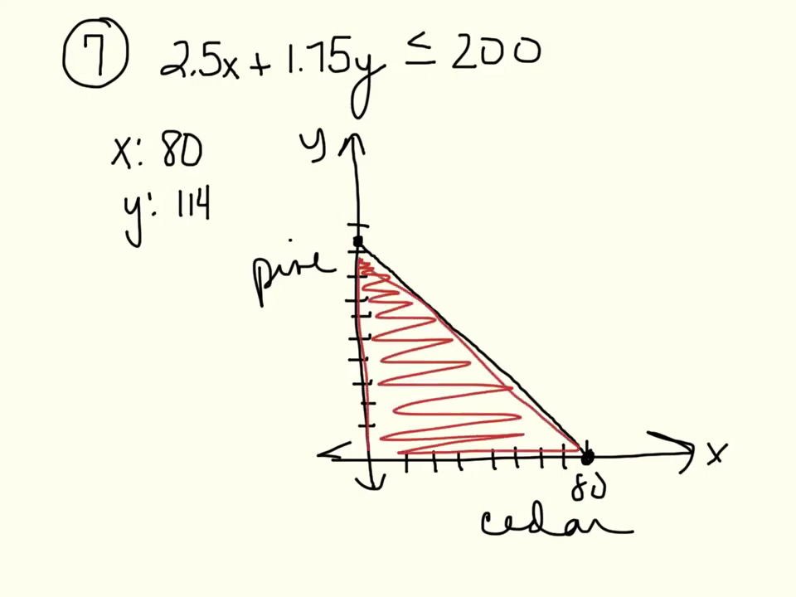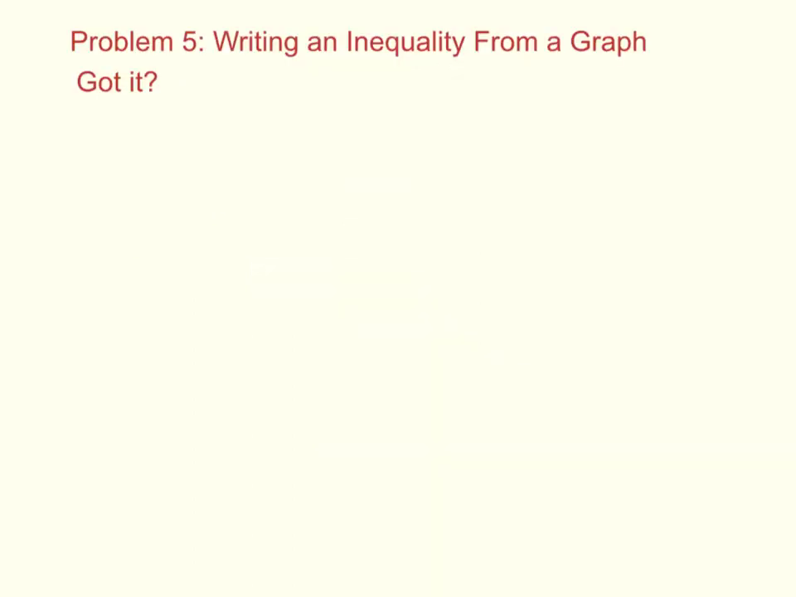So the question asks, what are 3 possible amounts? You can pick any values that are on that line or anything less than, in this red shaded region. And that's your answer. Whatever you choose, as long as it's in the red region, would work.